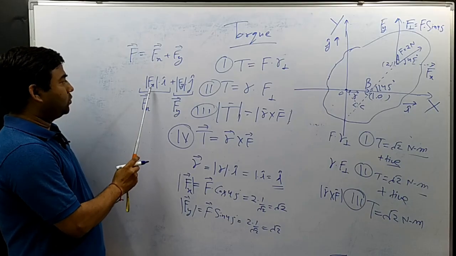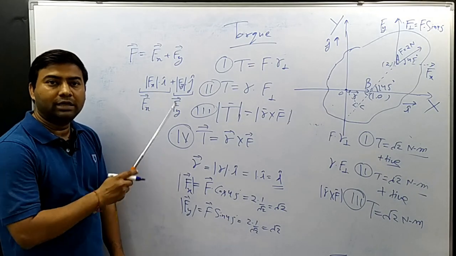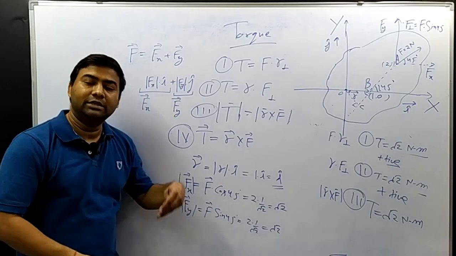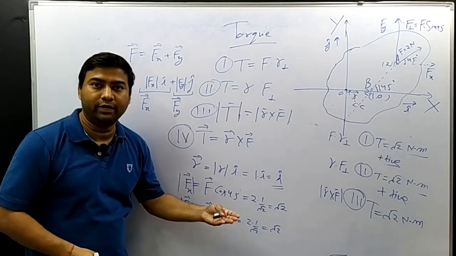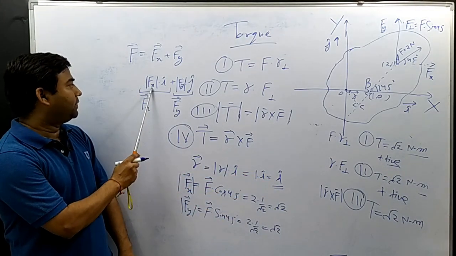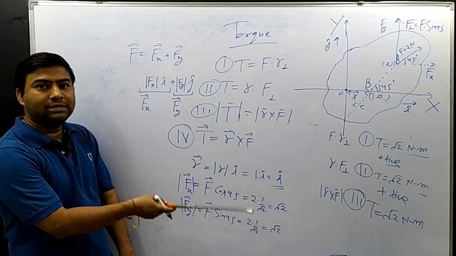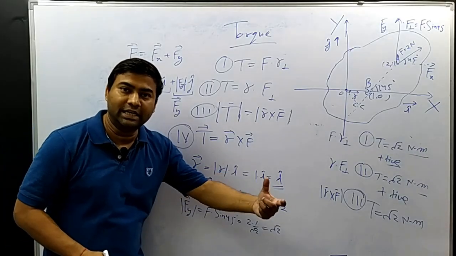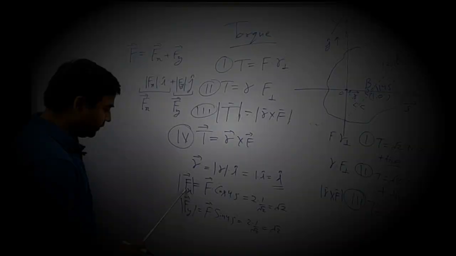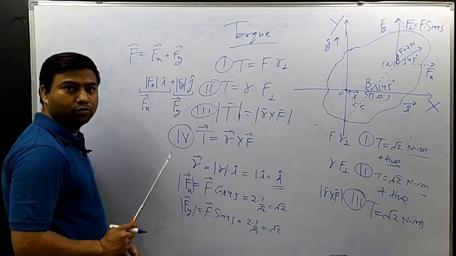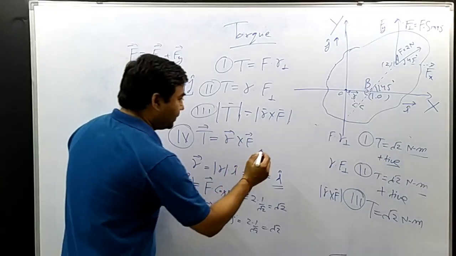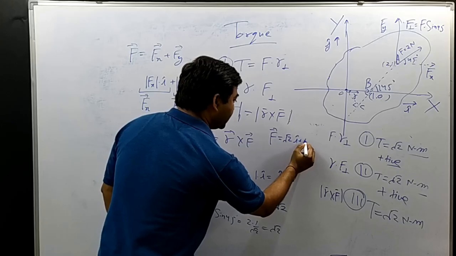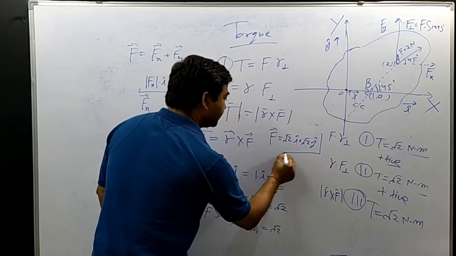Vector Fx is mod of Fx into vector i because Fx is in the direction of vector i. Hence Fx can be represented in terms of i, that is magnitude of Fx into i. Similarly, Fy is in the direction of j vector, so Fy can be written as mod of Fy into j because j is the unit vector. So mod of Fx and mod of Fy are known, both are under root 2. So vector F can be written as under root 2 i plus under root 2 j.